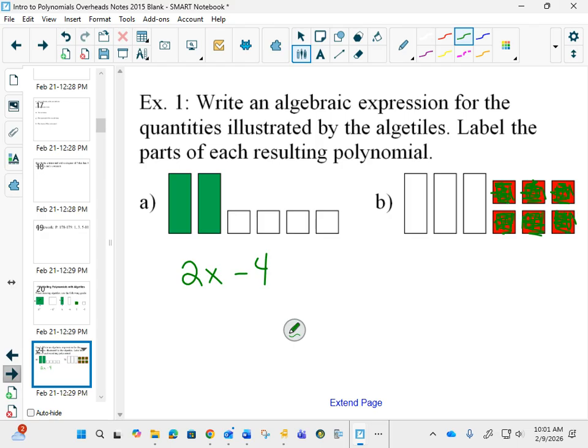Okay? Second one. You see I have 3 white rectangles? The white ones are negatives, so we have minus 3 x's. And we have 6 shaded ones, plus 6. So make sure you're writing this down in your notes as we're doing them so that you can see it later when you're studying.